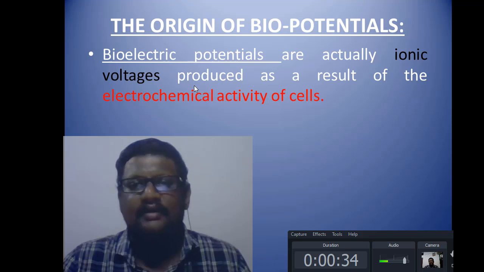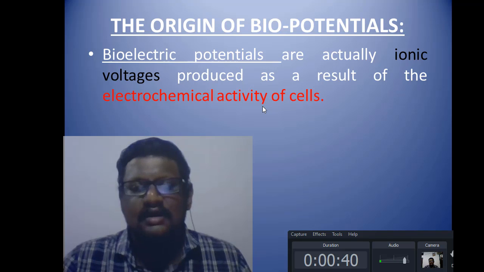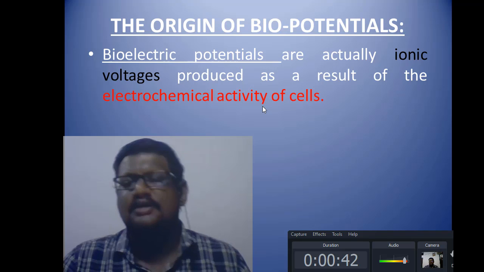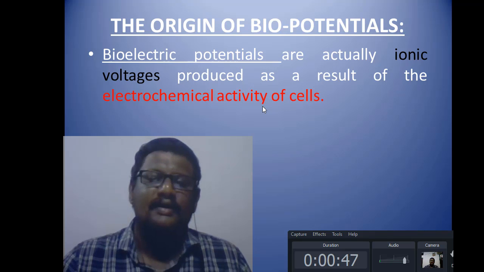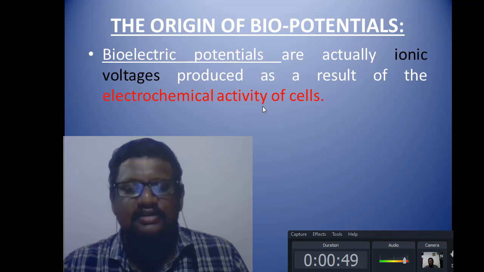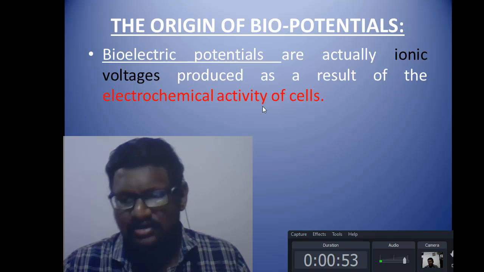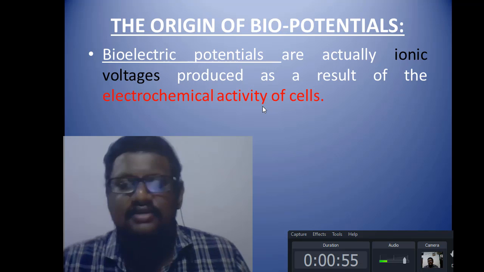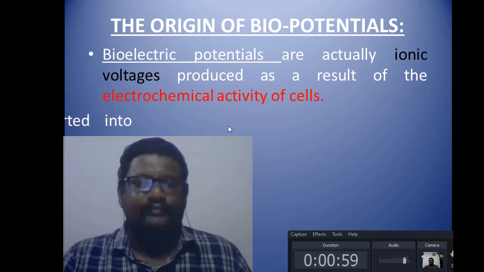They have to be amplified, produced as a result of electrochemical activity of the cells. Electrochemical activity of the cells, in the sense, some positively charged and negatively charged ions are there surrounding the electrode and in the electrolyte. These ions are responsible for the charges inside and outside the cell. That is what we are going to study elaborately in the upcoming session. So these are nothing but the ionic voltages.